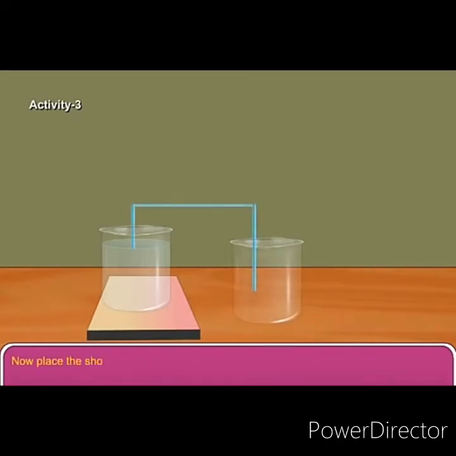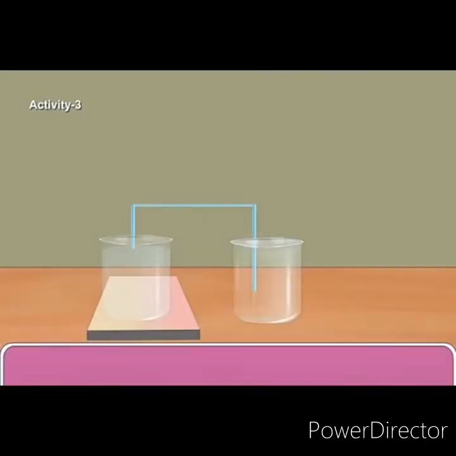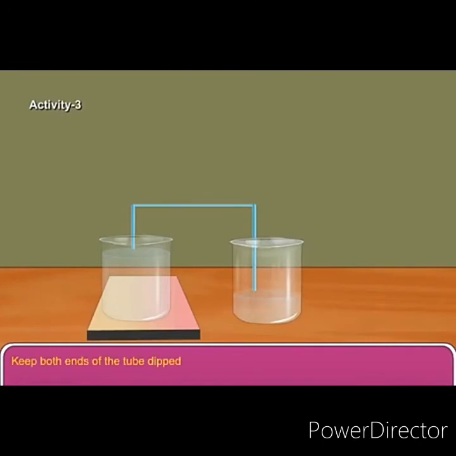Now place the shorter arm of the tube in the water-filled bucket and the longer arm of the tube in the empty bucket. Suck out the air from the tube and fill it with water. Keep both ends of the tube dipped in the water. The water starts flowing into the empty bucket.